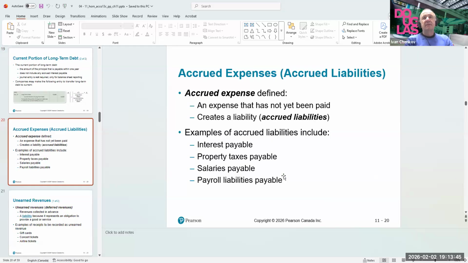Now, accrued expenses, those are expenses which we haven't paid yet, but we owe money, or we anticipate owing money. Which ones are those? Examples would be the interest payable, the one that we saw on the short-term note payable, property tax payable, salaries payable, and payroll liabilities payable.